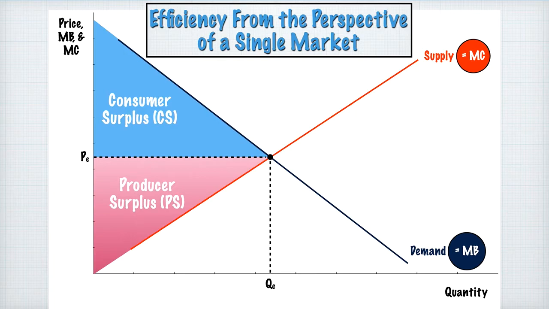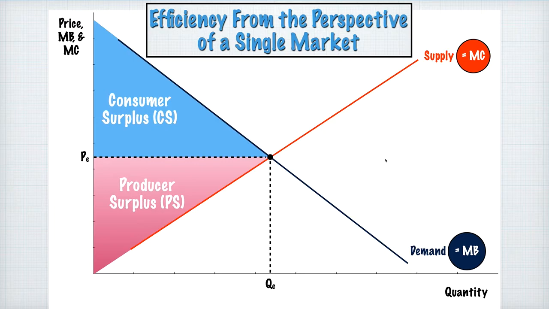Now, to look at this from a visual perspective, the way efficiency is oftentimes measured is the level of total surplus, which is just consumer surplus added to producer surplus. So total surplus is consumer surplus plus producer surplus. We add those together and that gives us the total surplus in the marketplace.